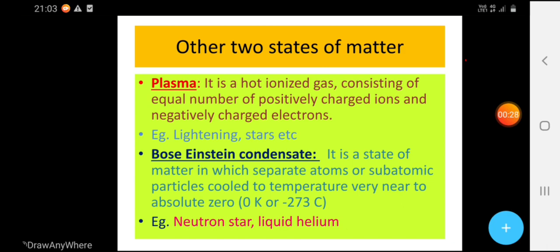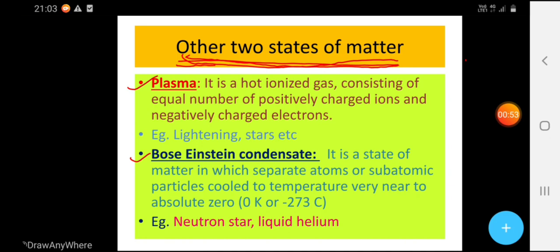Okay, what are the other topics? First, we will discuss today the other two states of matter. We have discussed that matter has three states, and all of you know them: solid, liquid and gas, which we discussed in the first lecture. So there are two more states of matter. First is plasma and second is Bose-Einstein condensate.